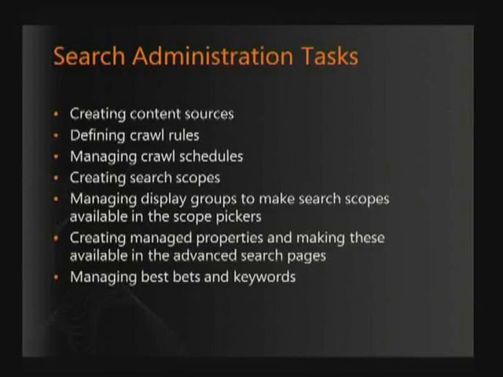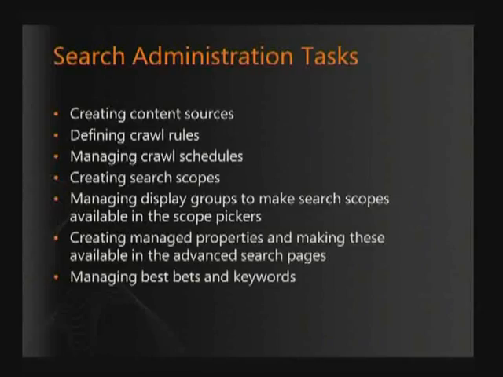Then we have also display groups. One of the tasks will be creating a search scope, but you also have to expose your search scope, and that is done by adding the search scope into what we call a display group. A display group is basically a layer between the search scope and the user interface control that displays the search scopes. We have what we call scope pickers, which are combo boxes, and each of these scope pickers is associated with a display group, and in the display group you specify what kind of scopes need to be visualized.